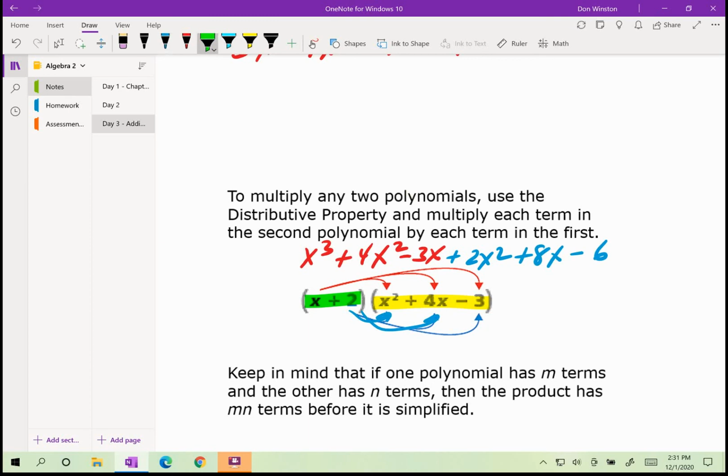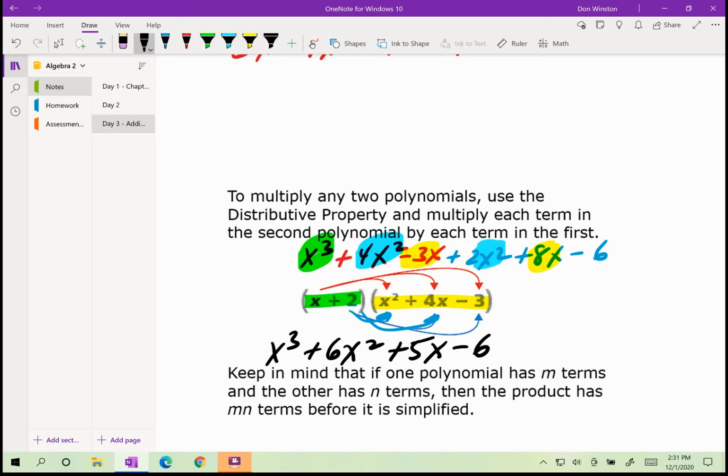Okay, so let's see here. I have an x cubed, so I'll have x cubed. And then let me look at my x squares. I have a 4x squared and a 2x squared, so that's going to give me 6x squared. And then I have a negative 3x and an 8x, and that will give me 5x. And then finally minus 6. Okay, so there. That's one way you can do it.